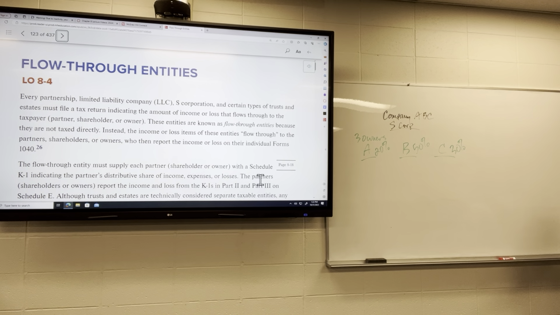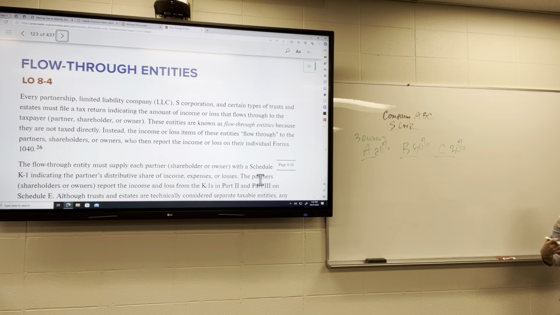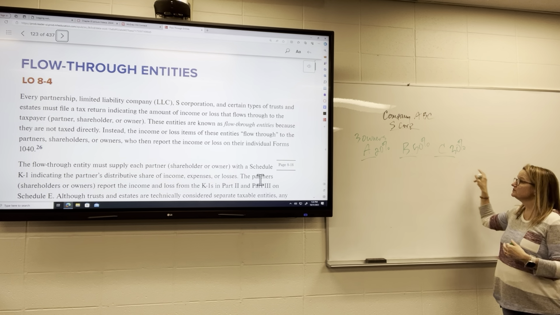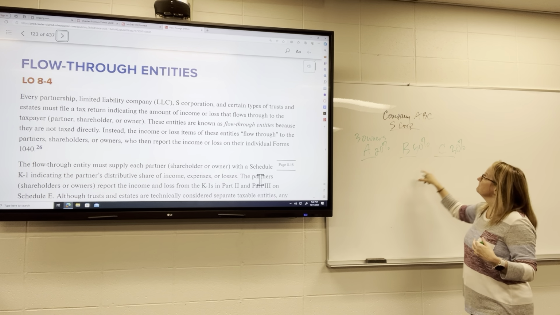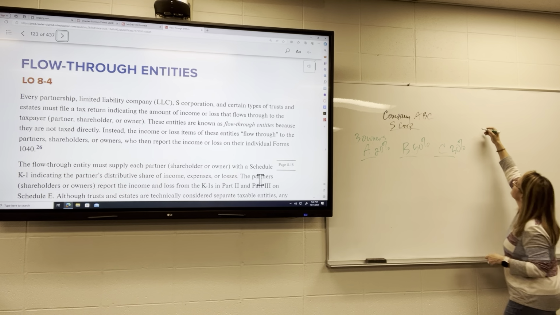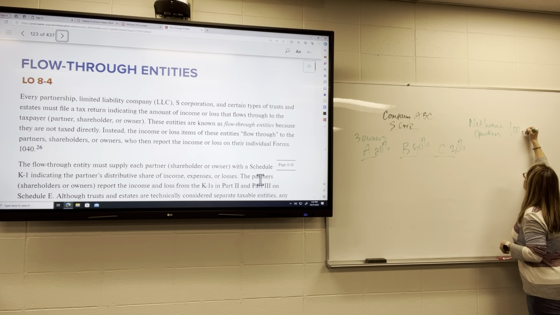Company ABC is going to file a tax return on an 1120S, and it's going to report all of its items of income and expense, and it's going to have net income. All of it's going to flow through to these owners based upon their ownership percentage. But let's say that company ABC had net income from operations of $100,000.